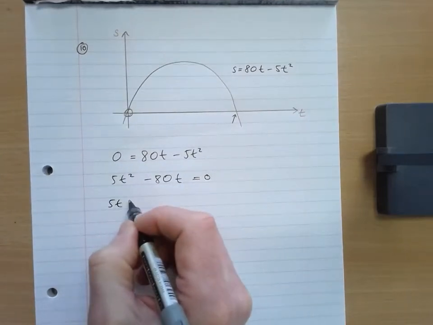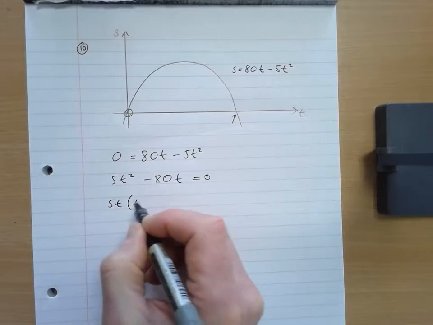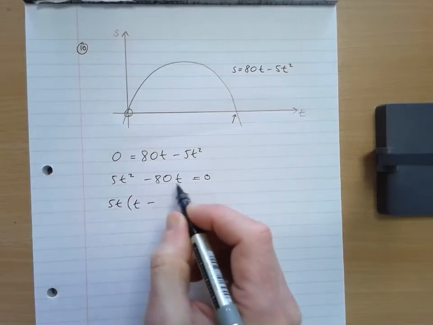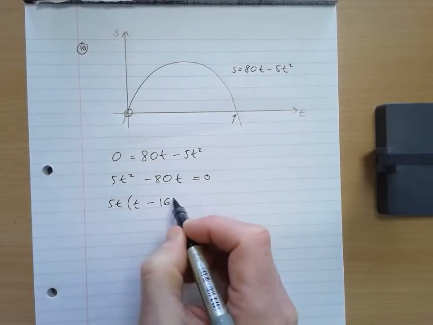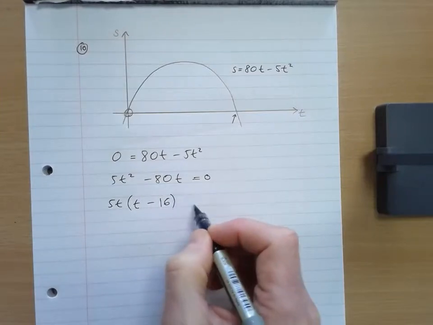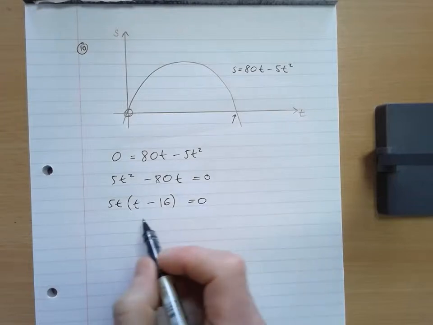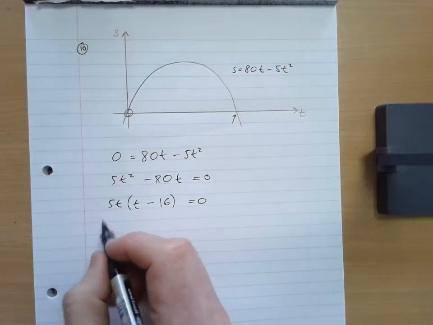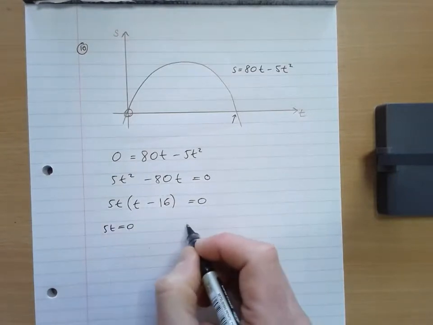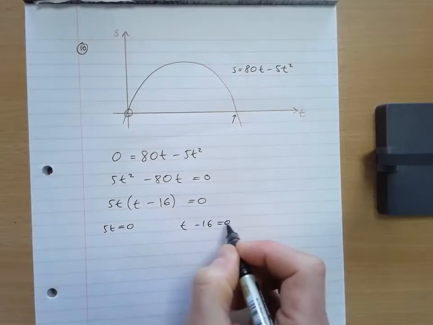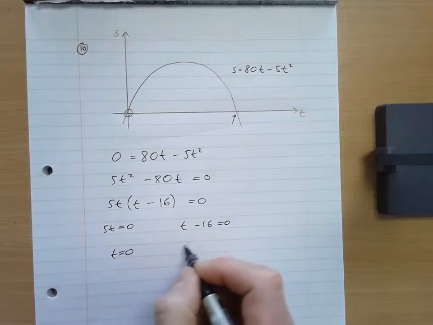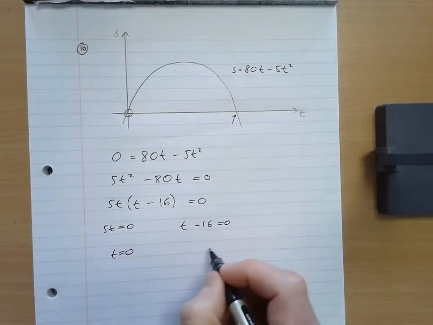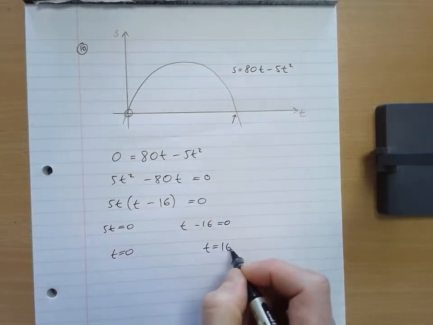So I factor out 5t, leaving a t there to get 5t squared. 5 times 16 is 80. Okay, and so 16 times 5t will get me the 80t that I need. Now if I solve that equation, this 5t equals 0, or the t minus 16 equals 0. Well, if 5t equals 0, t equals 0. If t minus 16 equals 0, t equals 16.